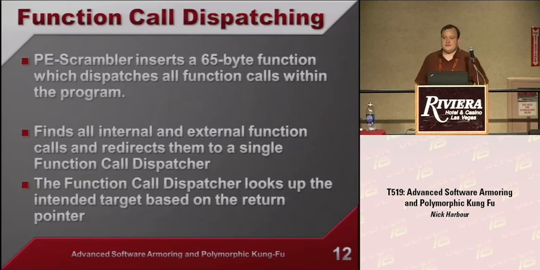All right, so let's get into the first little trick I can do. I just called it function call dispatching. Basically, with my disassembly, I'm going to find every function call in the program, whether it's to an internal function or to something from the import table, like an external DLL. I can find each one of those instructions and remap them to a tiny little 65-byte function that I insert into the binary. And this function is then going to call whatever it was supposed to call.